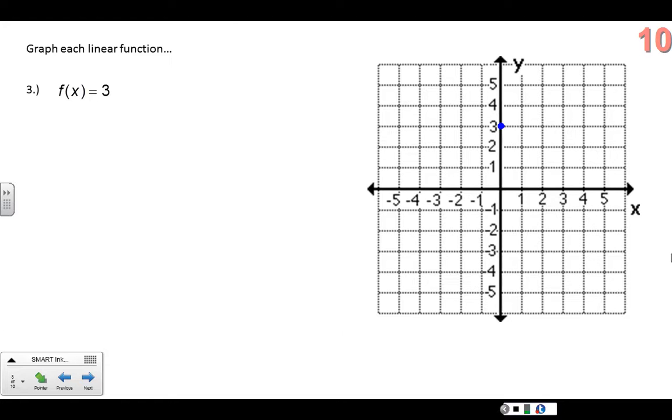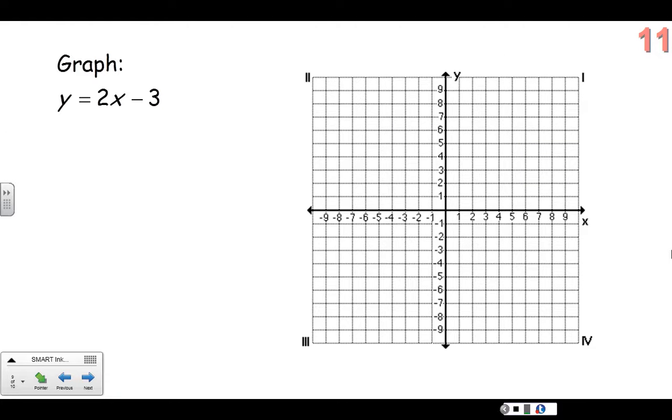Since the slope is 0, we can go over anything we want to, but we're not going to go up or down, so it's going to graph a horizontal line, which is still a linear function. Okay, this is not in function notation, but we know if it's solved for y that it is a function, mx plus b, so my y-intercept is negative 3 again.